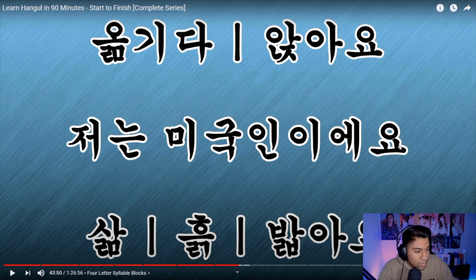Chonen Minguk Inieo. So I know Chonen is "I" and Minguk is American. I'm American. And the Ieo is just like an ending to say that I am a... wait, Minguk. The Ieo is like "is." Got it. Ieo means "is." "I American is." Exactly, that's basically the exact translation. It's the formal way to end it.